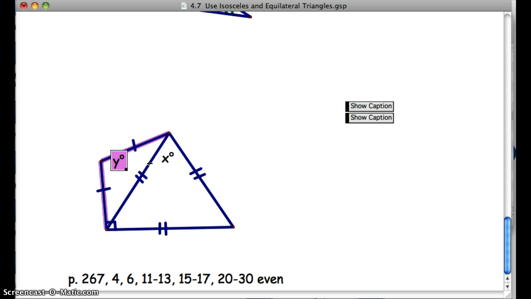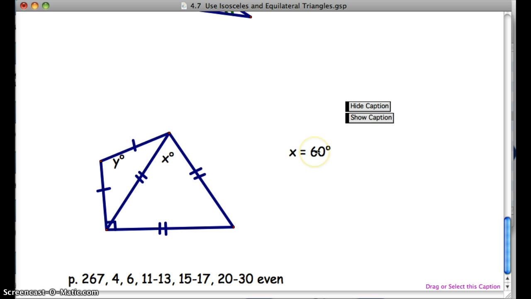This is an isosceles triangle because we see that two sides are congruent. 1, 2, those are congruent. The base right here is not congruent to the other two sides. So this is an isosceles triangle. Over here, on the other hand, all three of these sides are congruent, thus the two markings. Since all three sides are congruent, you have an equilateral triangle. So x must equal 60 degrees, right?